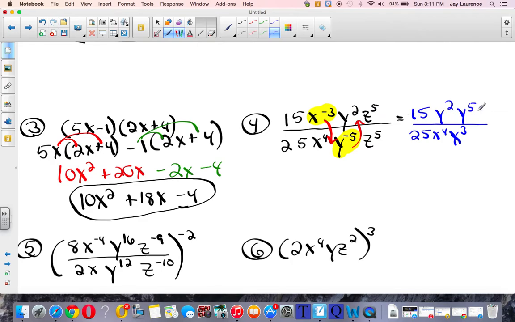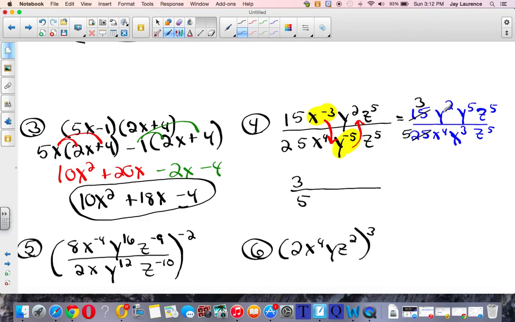And then z to the 5th over z to the 5th. Now I'm going to simplify it in 4 steps. I'm going to worry about the coefficients first, then the y's, then the x's, and then the z's. So I know 5 goes into both 25 and 15, 3 times and 5 times. My final answer will have a 3 in the numerator and a 5 in the denominator.